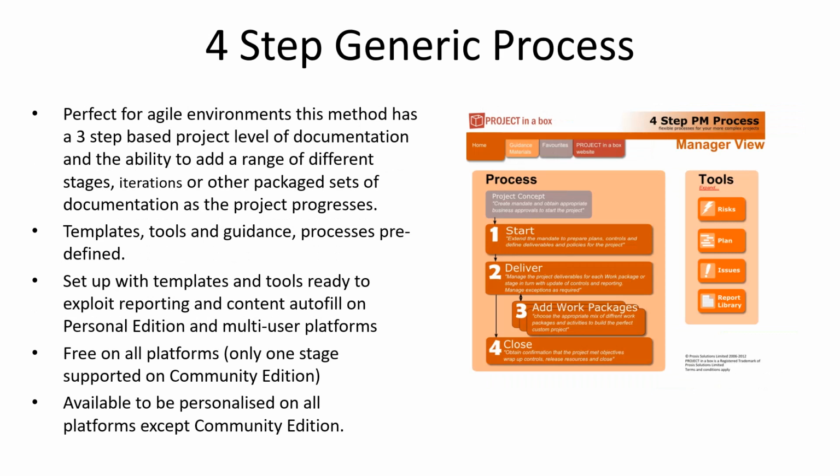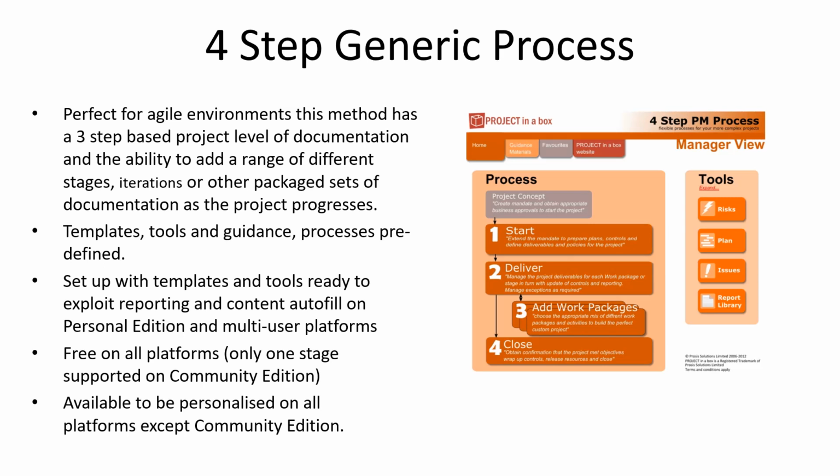4-step method. This is essentially the 3-step method plus multiple stages or delivery options. When you're running on Community Edition, you just have one type of stage. That's our standard waterfall type stage. But if you're using multi-user platforms, you can pick multiple different stage types. So you could have an agile stage for a prototyping exercise, followed by a couple of purchases, followed by some traditional waterfalls, etc. And you can design what those are going to be.